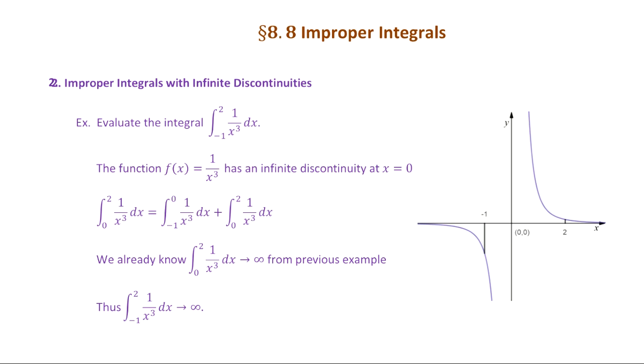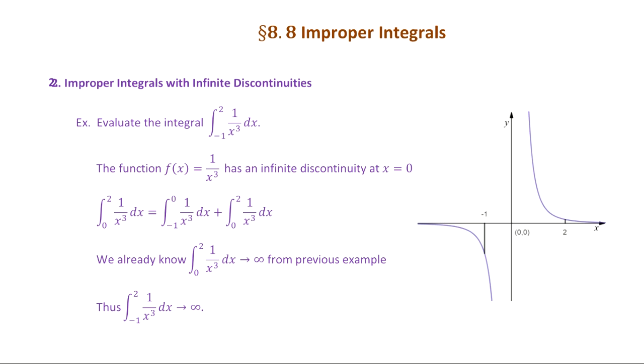at x equal to 0, which is between negative 1 and 2. So this graph shows the graph of this function. It has two branches, one on the upper right and one on the lower left. So this is the graph of 1 over x cubed. It has two branches. And you can see at x equal to 0, it has a vertical asymptote for both branches. All right? So it has an infinite discontinuity at x equal to 0.